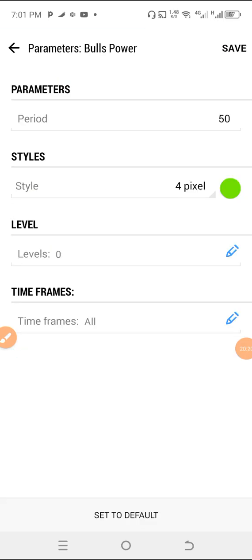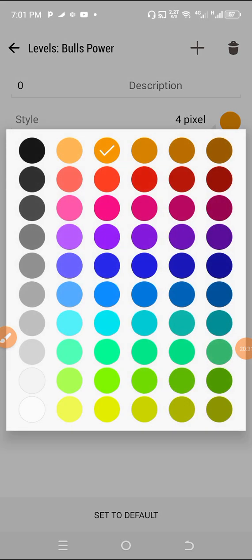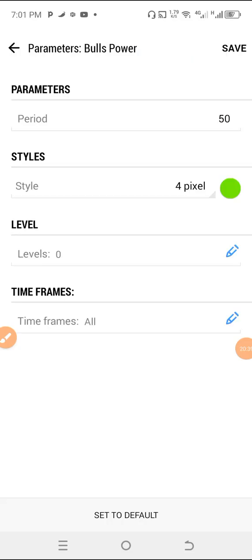Likewise, the bulls, right? You click on the bulls, you do exactly what we did before. And you can make a little bit of difference, okay, knowing when price is printing above or below the bull power, by changing this color to any other color. Then you click on save. Is that clear?